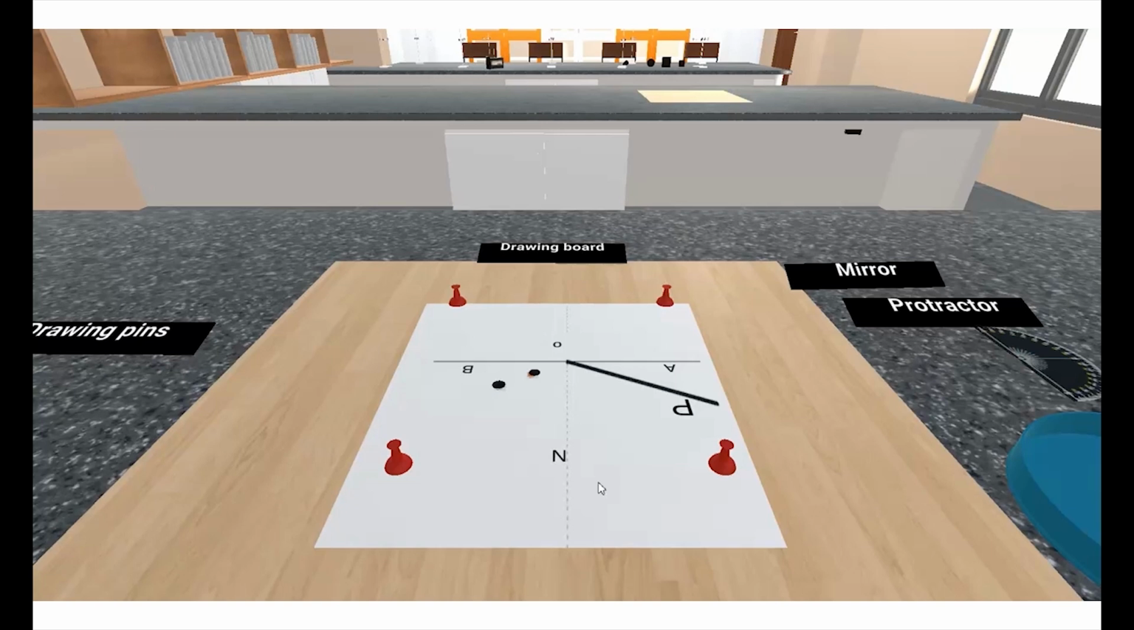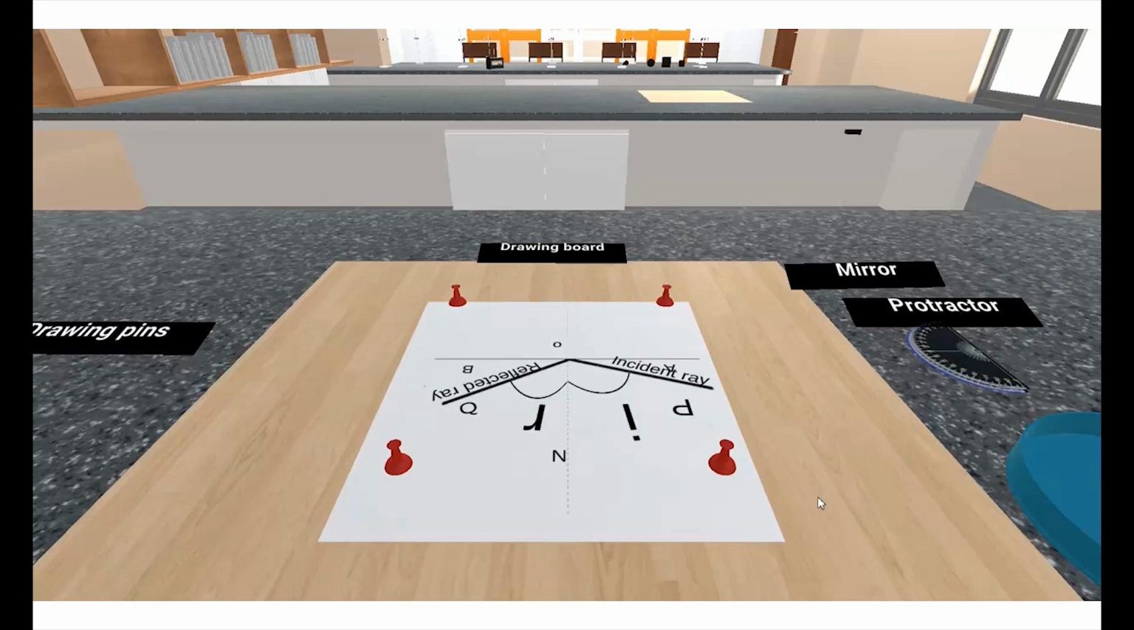We will extend the line till it meets line AB. This extended line should meet AB at point O. The line OQ shows the path of the reflected ray corresponding to the incident ray along the line PO at the point of incidence. Let us measure angle NOQ accurately by a protractor.